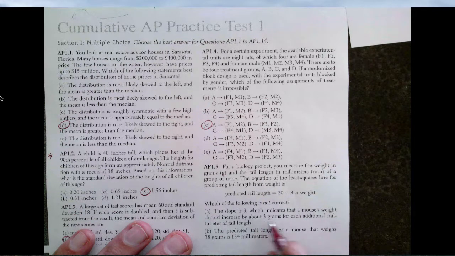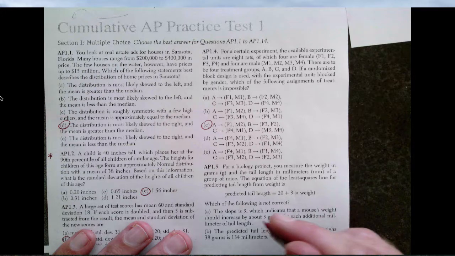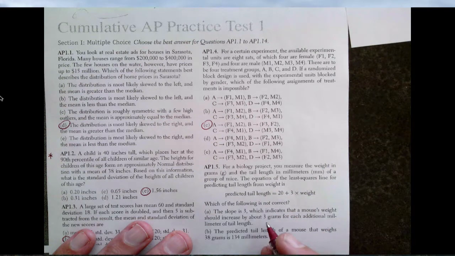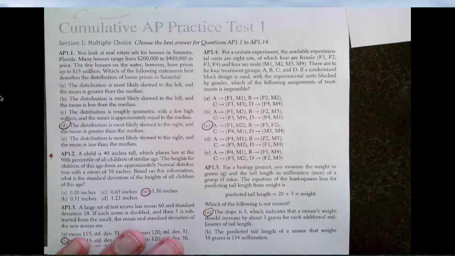by about 3 grams for each additional millimeter of tail length. No, that is not what it says. We were taking weight and timesing 3, so they've got this backwards. It would be about 3 per gram, okay, and it increases about 3 millimeters for each additional gram. Okay, so because 3 is multiplied by weight, A is the one that does not make sense. That one's kind of tricky as well. Okay, let me see the other ones.